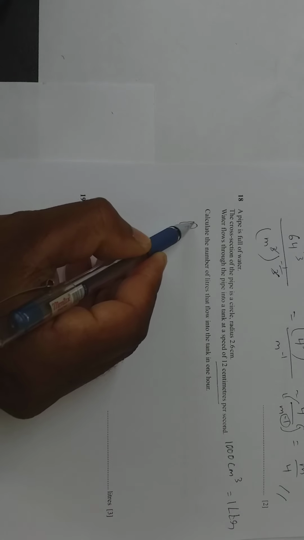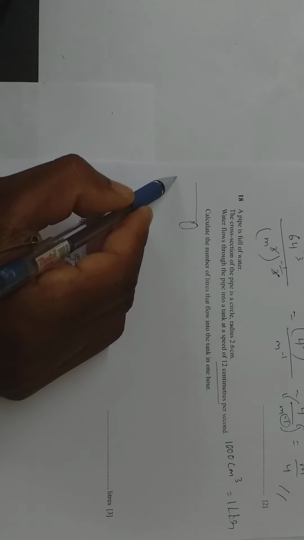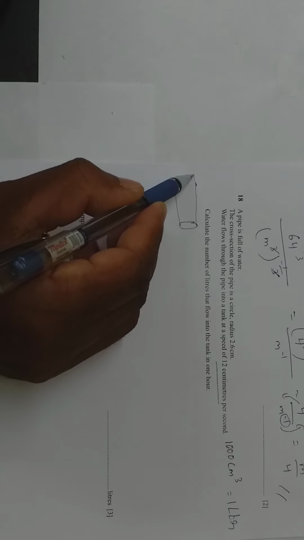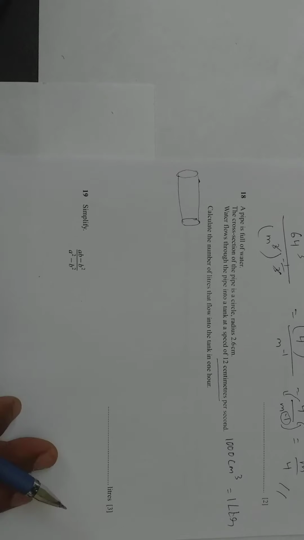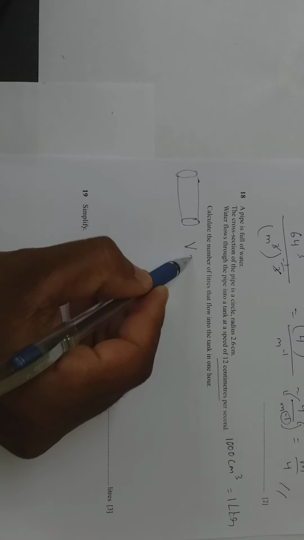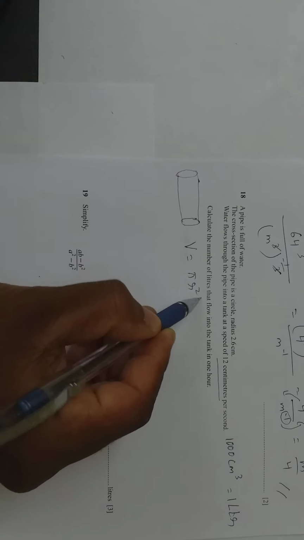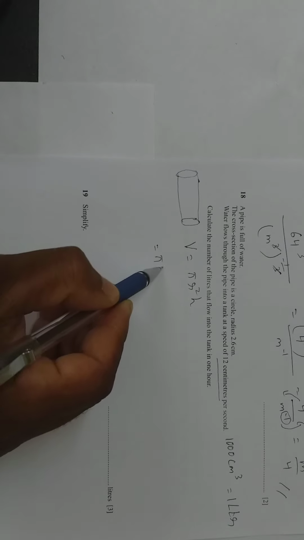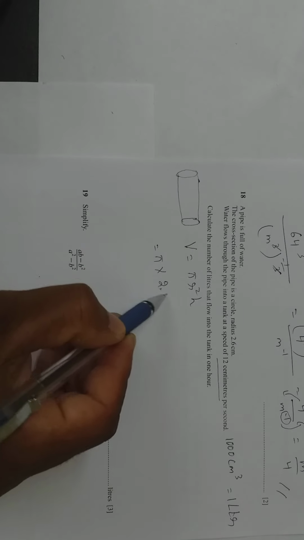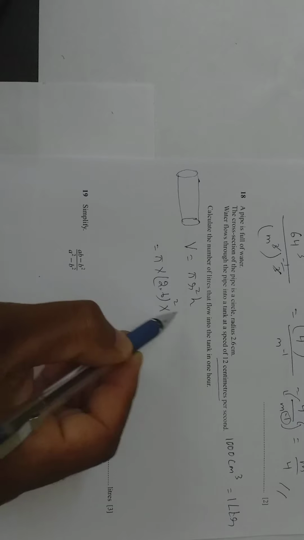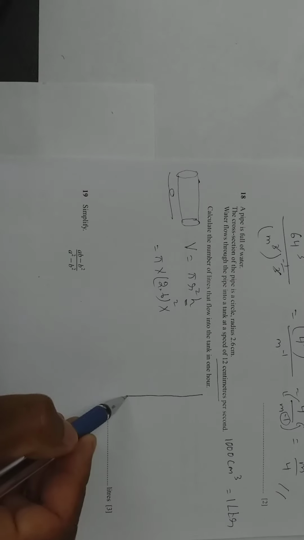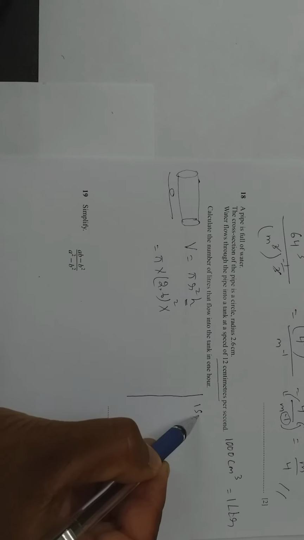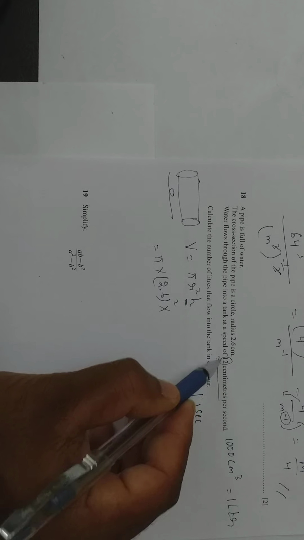It's a circle at the end. You might have seen any pipe. What is the shape of the pipe, students? It's a cylinder. So volume of the cylinder equal to pi r square h. So pi value I know, r is 2.6 given. What will be the height? Height will be the length of that pipe. It's given. In 1 second, how much water is flowing out?